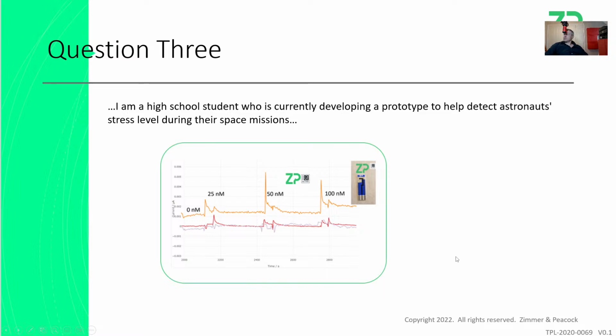The reason this is a tough question is because we have some agreements in place that mean our sensors can't be given out for free. So I apologize for that. I want to acknowledge your question, and I want you to continue with your work and your studies, but this cortisol sensor is not something I can give out to you.